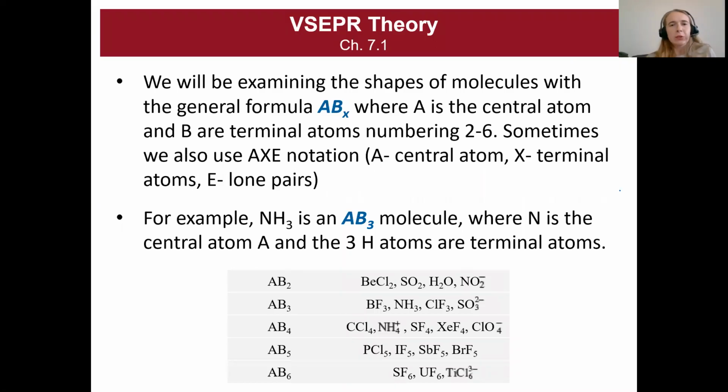Howdy guys. So today we're starting chapter 7. We're talking about VSEPR theory. I'll explain what that means on the next slide.